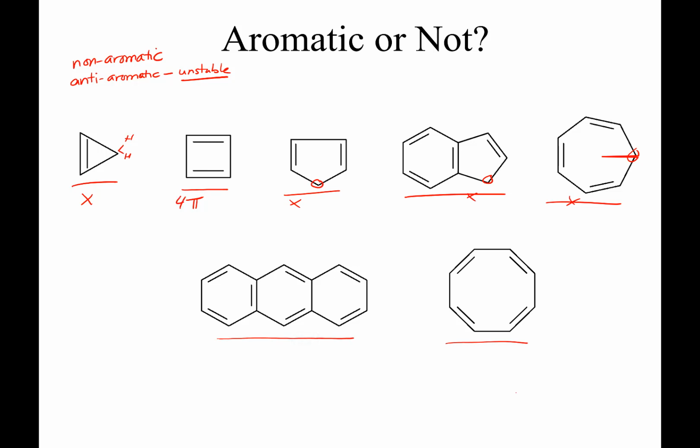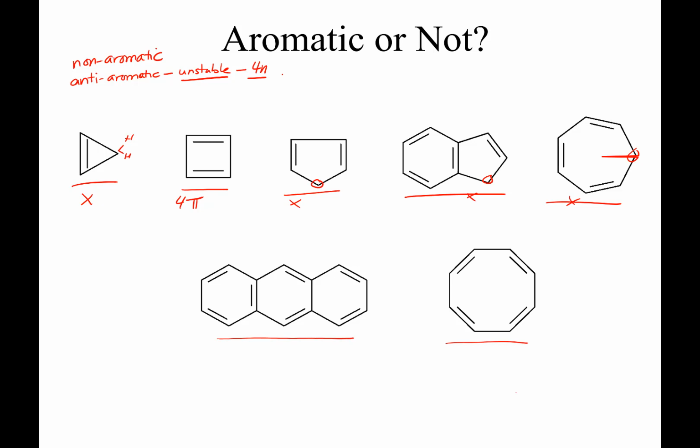Does that fit the 4n plus 2 rule? No. What rule does it fit? The 4n rule. So if you're anti-aromatic, you have 4n numbers of pi electrons. So aromatic is 4n plus 2, anti-aromatic is 4n. That means that cyclobutadiene is anti-aromatic. It should be super unstable. It is. People were able to make it for a split second, enough to study it.